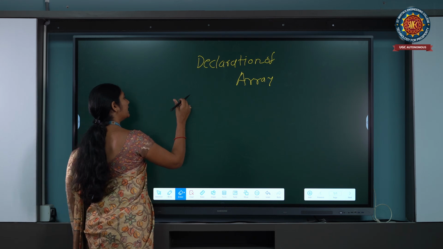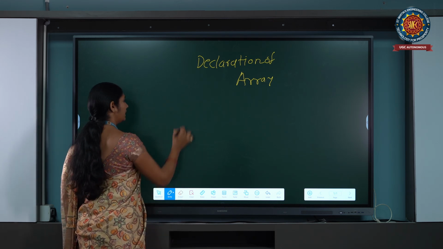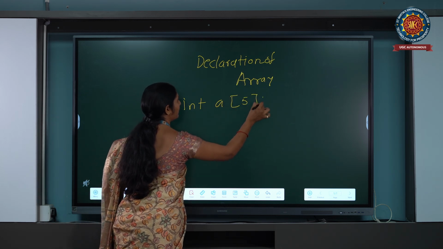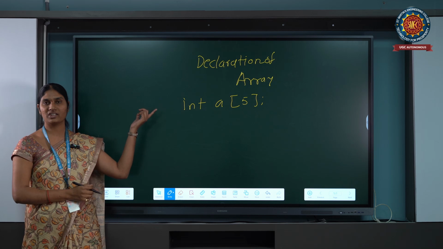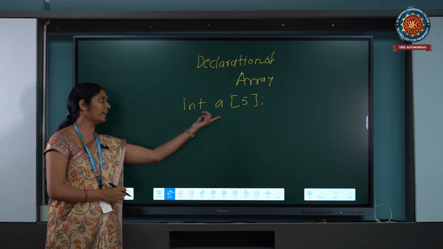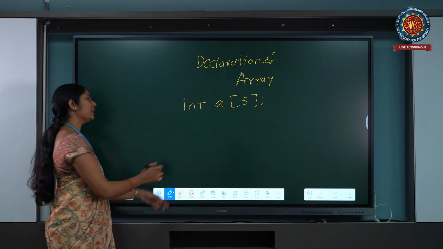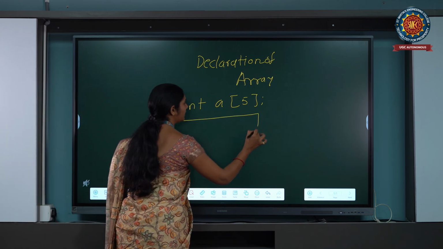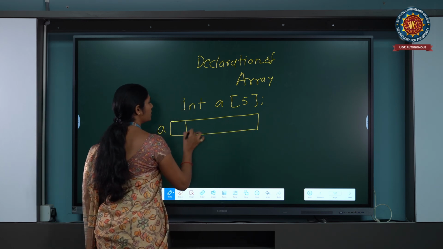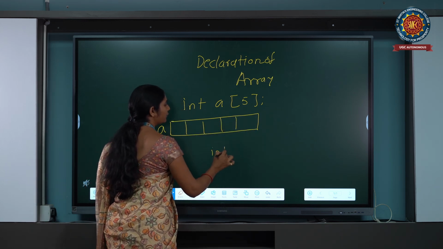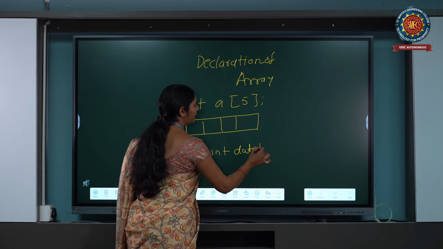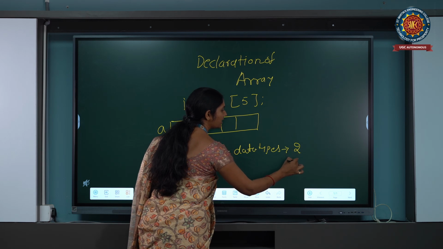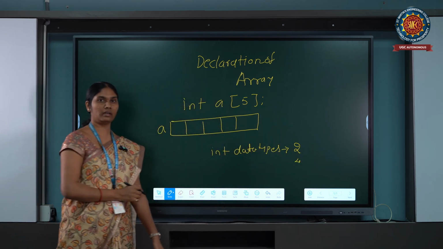Now suppose I want to declare the marks of 5 subjects. I am taking the data type as an integer, the name of the array is A and the size will be 5. How will the memory be allocated? For the array A, it allocates 10 bytes, because an integer takes 2 bytes. For the integer data type, it allocates based on the computer configuration, either 2 bytes or 4 bytes.